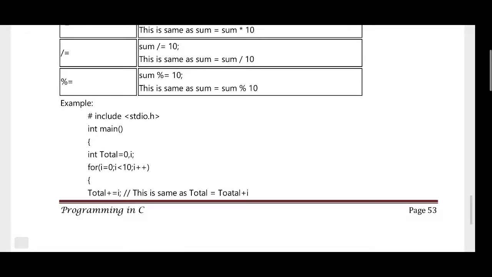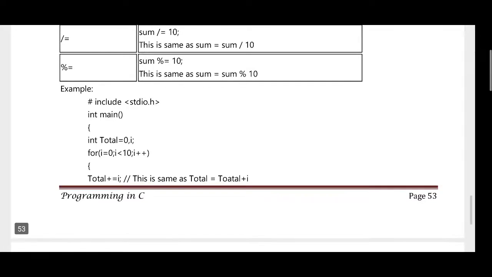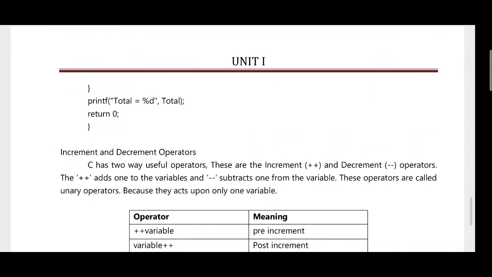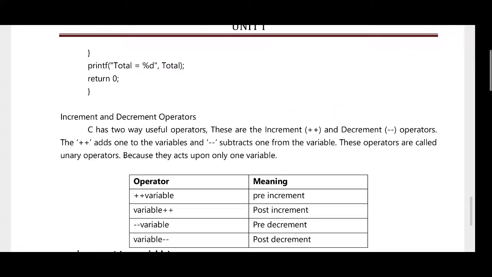Example: include stdio.h, int main, int i, total is equal to 0. For i is equal to 0, i less than or equal to 10, i plus plus, total plus equal to i. This is the same as total is equal to total plus i. printf percentage d, total, return 0.